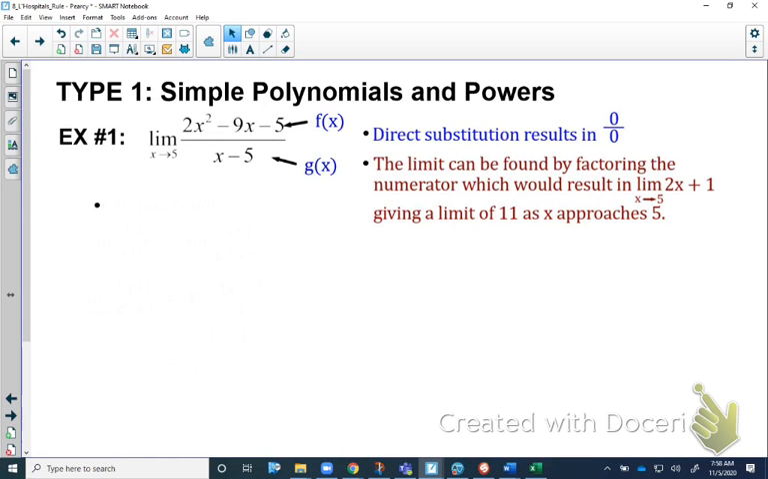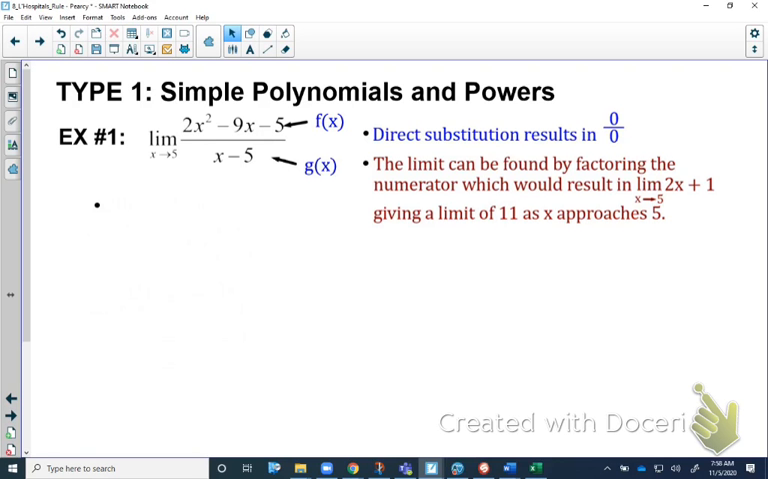And of course, the x minus 5 factors simplify to be 1, leaving you just the expression 2x plus 1 as the limit as x approaches 5. And at that point, you could do direct substitution, giving you the limit as x approaches 5 to be 11.